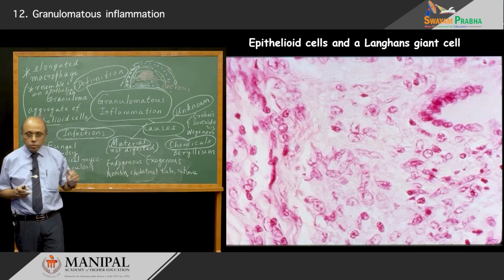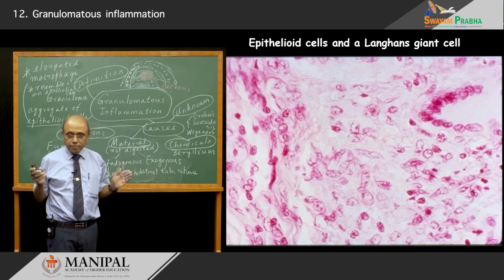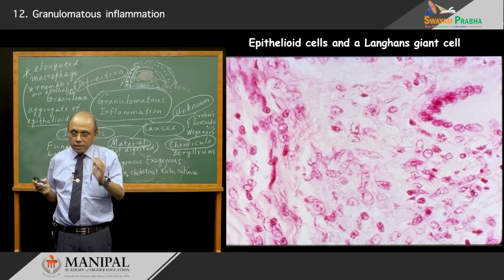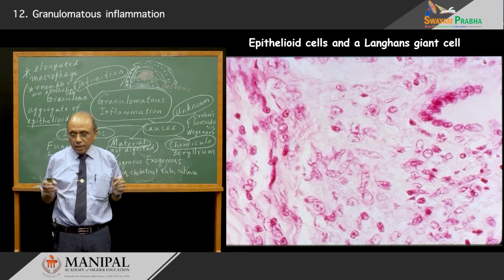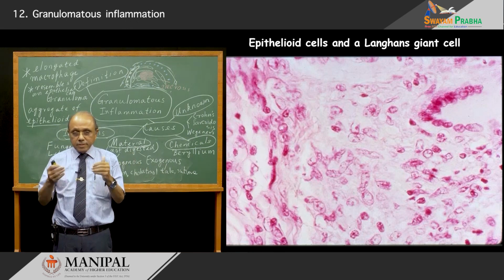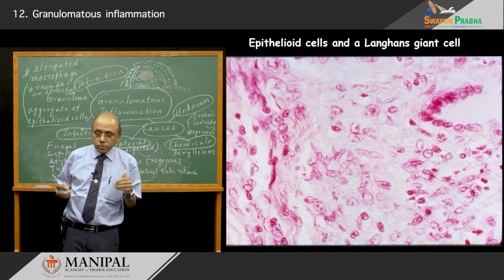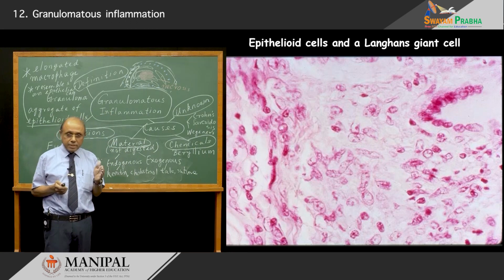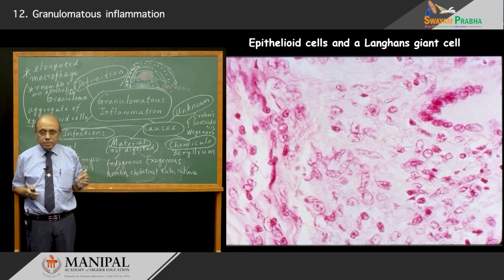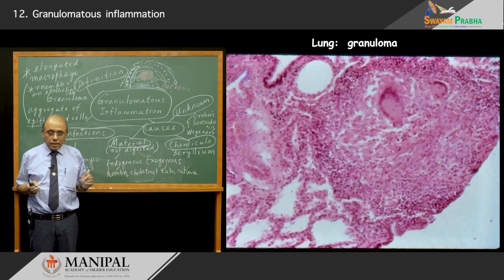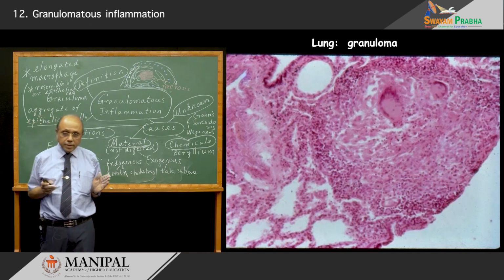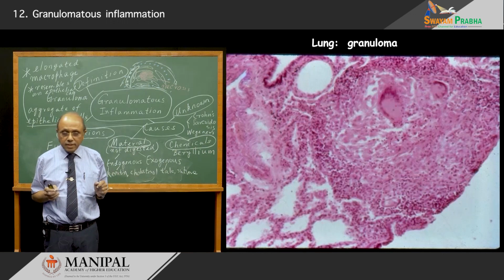I mentioned that to you, the horseshoe shaped arrangement, and this is referred to as the Langhans giant cell. Langhans giant cells are nothing but epithelioid cells which have fused and formed a horseshoe pattern. So, here are epithelioid cells plus Langhans giant cells. Here is a lung tissue, and you can see the granuloma. In the center you see the epithelioid cells with two Langhans giant cells.